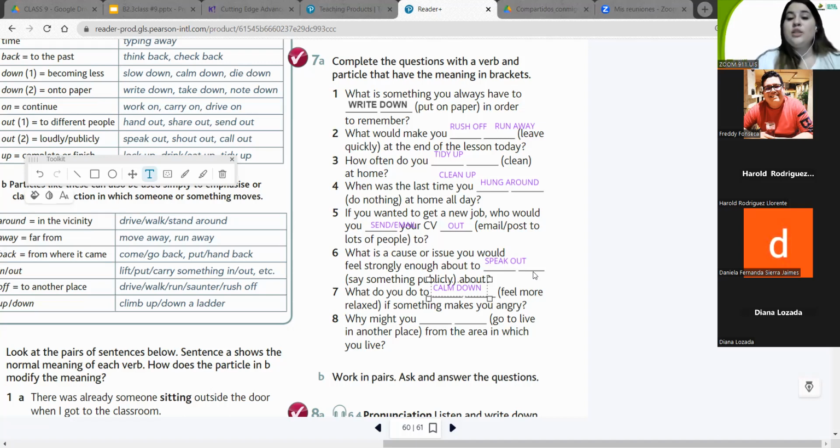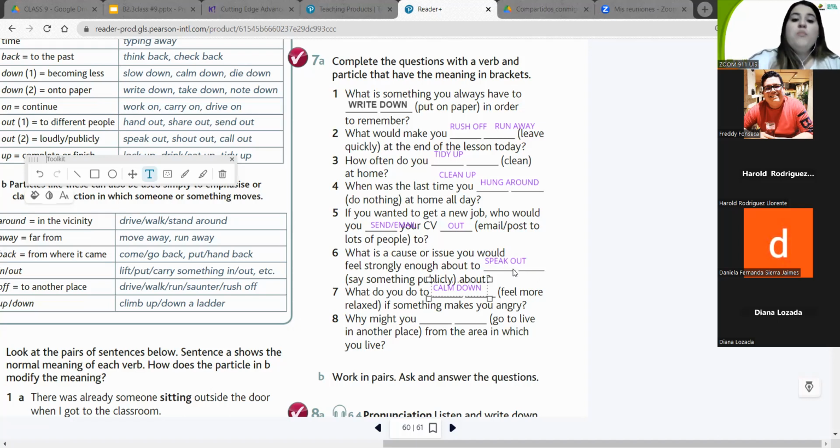Keep calm means to continue being calm, like do not stress out, do not get nervous. It makes sense. You can also say keep calm, but it depends on the situation. Here it's like, what do you do to calm down if something makes you angry? So you're angry, so what is something that you do in order to calm down? Keep calm, yes. You can also say it, but it's different, okay? And number 8, why might you, and then go to live in another city.